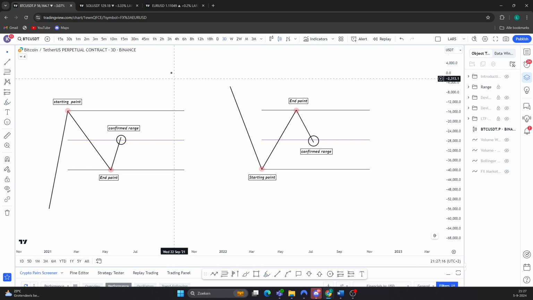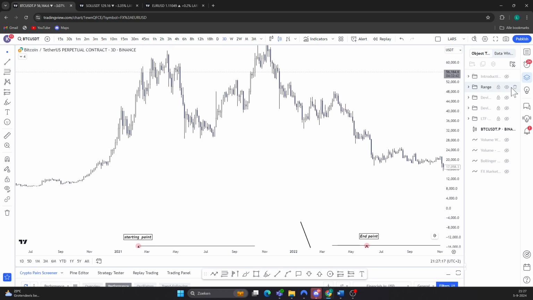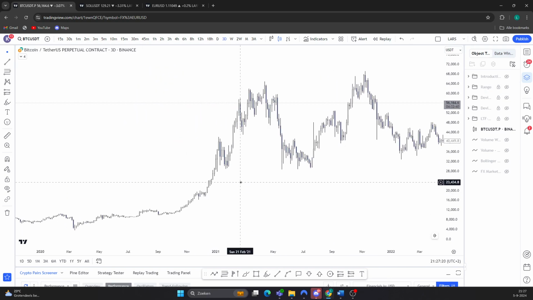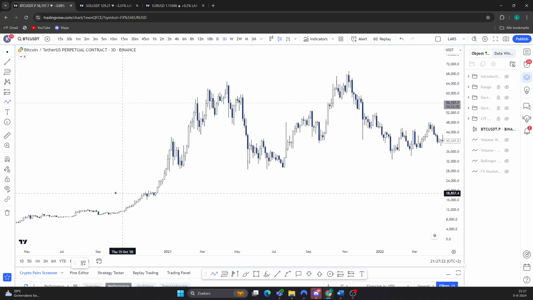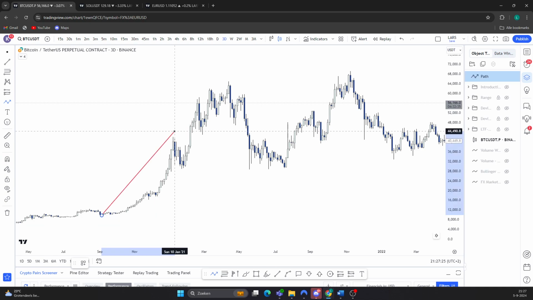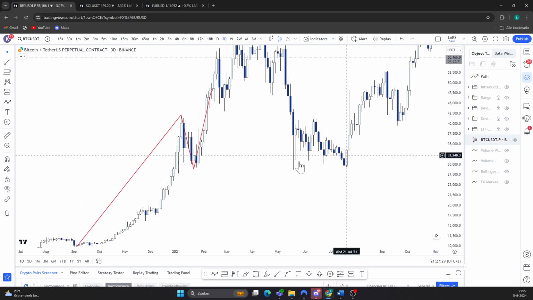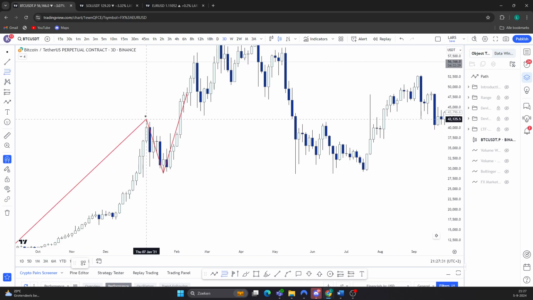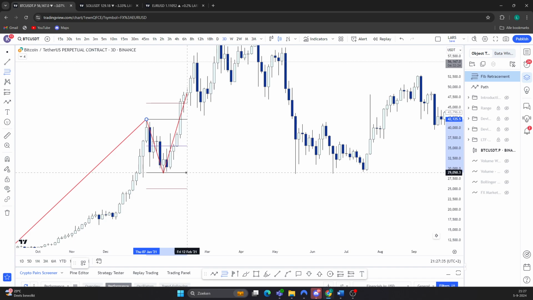Now, applying this knowledge to the Bitcoin chart, we already know how to draw our structure, right? So we had this low right here, and then we have a high, and then we have a higher low for a higher high. If we zoom in right here, we pull our range. We're in an uptrend, so we pull our range from top to bottom right here.